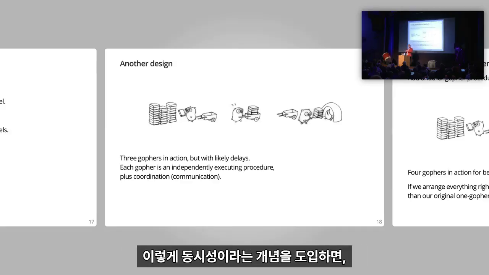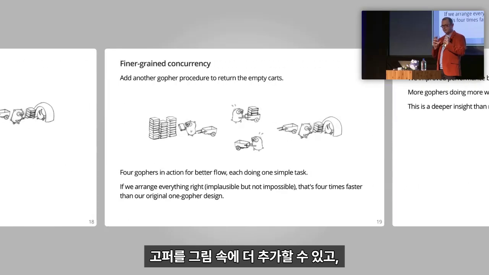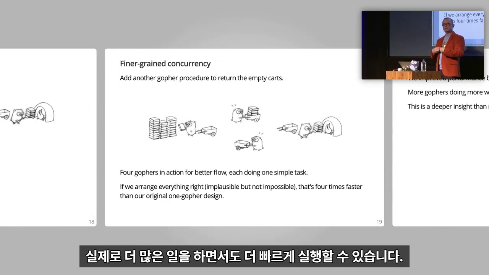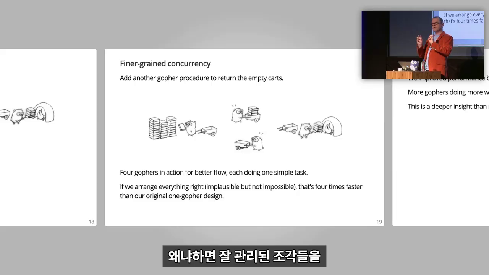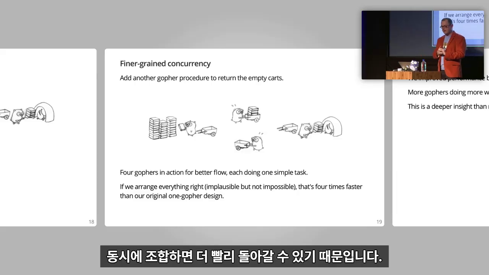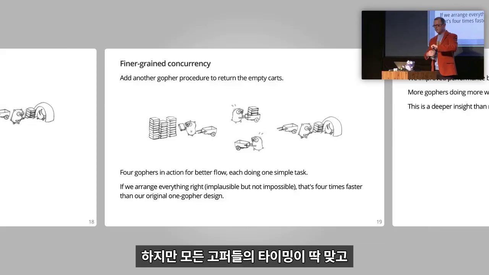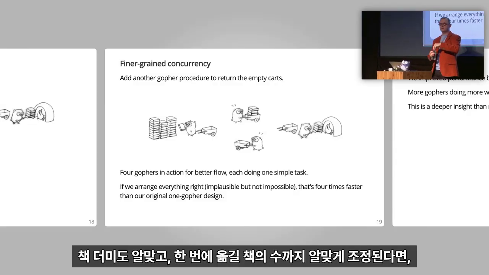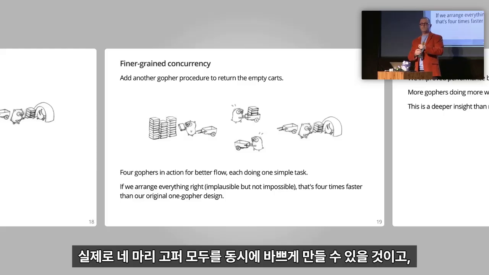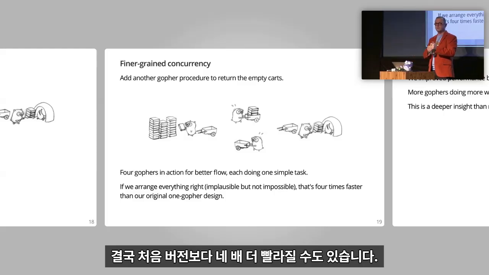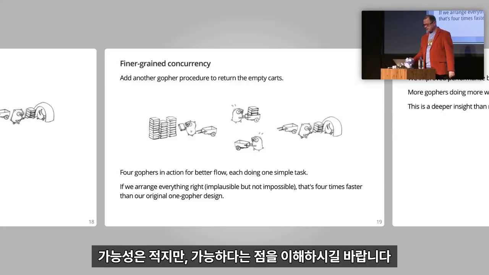So once we've got this concurrency idea, we're able to add gophers to the picture and actually do more work, but make it run faster, because the concurrent composition of better managed pieces can actually run faster. And it's pretty unlikely that things will work out just perfectly. But you could imagine that if all the gophers were timed just right and the piles were just right and they knew how many books to move at a time, this thing could actually keep all 4 gophers busy at once. And it could, in fact, move 4 times faster than our original version. Unlikely, but I want you to understand that it's possible.